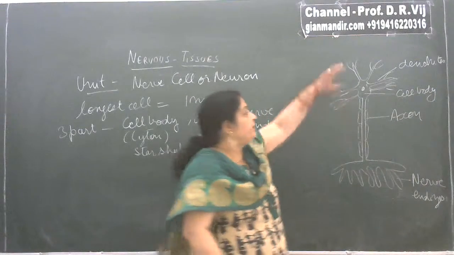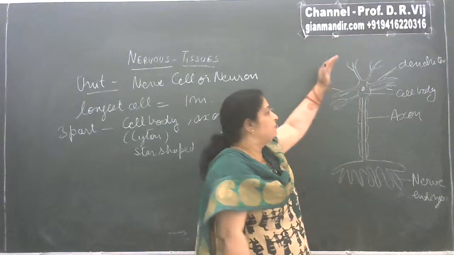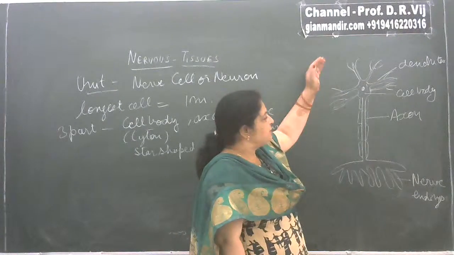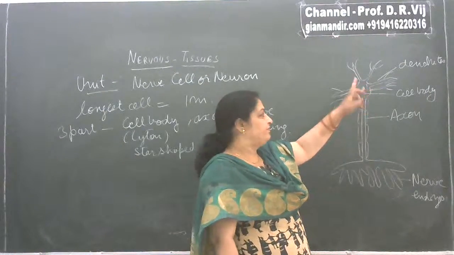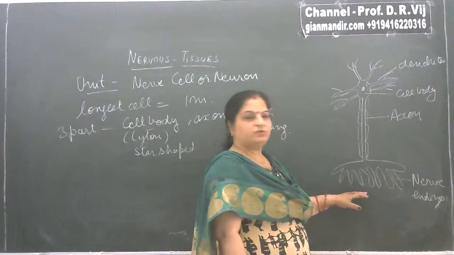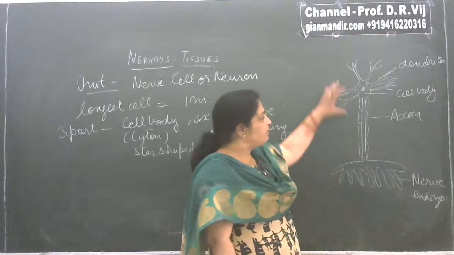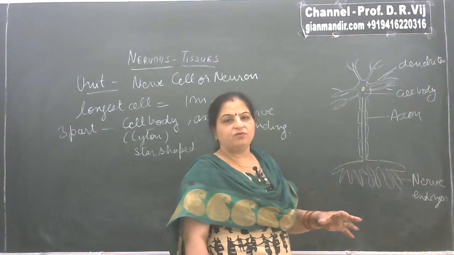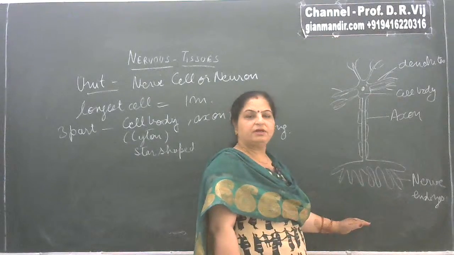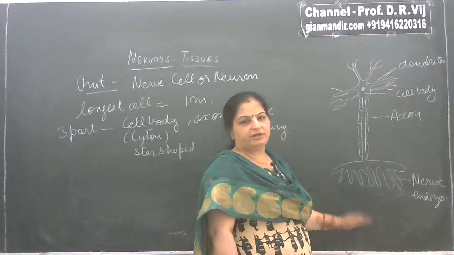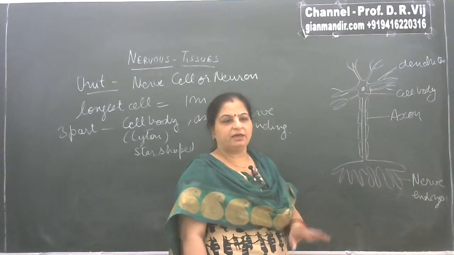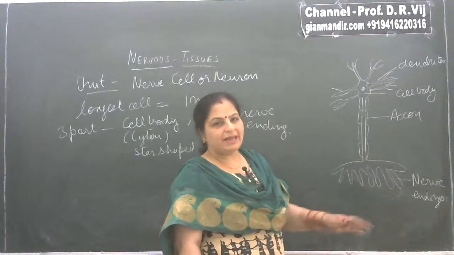So what happens? Dendrites receive the information from some part of the body, maybe from a sense organ, and then they send the information to the cell body. From the cell body it passes through the axon, and from the axon it reaches the nerve ending. Then a number of nerve cells combine to form a nerve. In that case, the nerve ending of one cell is connected with the dendrite tips of another cell. Then the nerve ending of the second cell will be connected to the dendrite tip of a third cell, and so on.